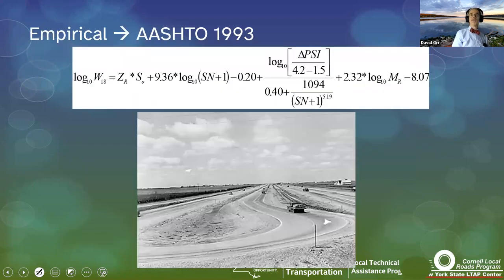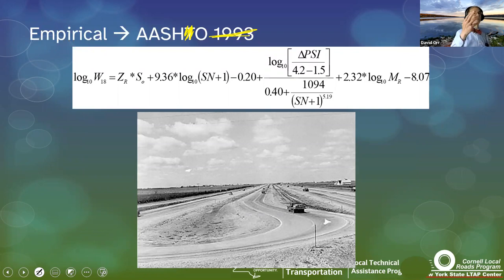You could use empirical techniques. And the most famous, of course, is AASHTO. It was first developed, by the way, as AASHO, so I'd get rid of the T here. It was actually back in the 50s and 60s when they did the testing. The AASHO road test was done in a place called Ottawa, Illinois.